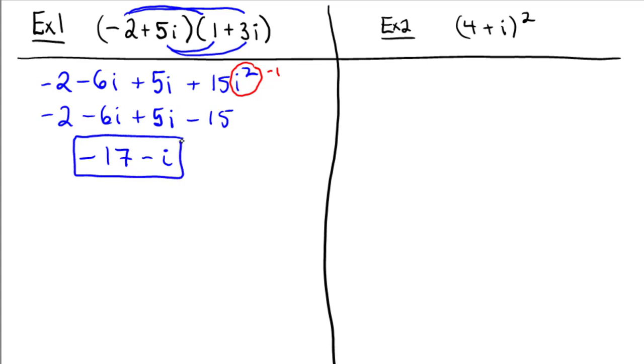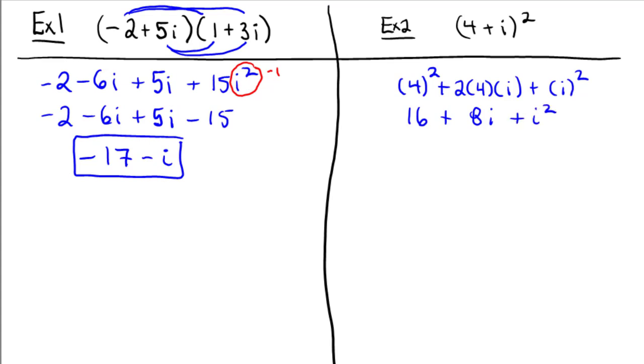So now let's try example number 2, which is a squaring problem. So if we square this problem, recall the square of a binomial formula. We can remember that this is 4 squared plus 2 times 4 times i plus i squared. So in other words, we have a 16. 2 times 4 is 8, so we have an 8i, and then we have an i squared.